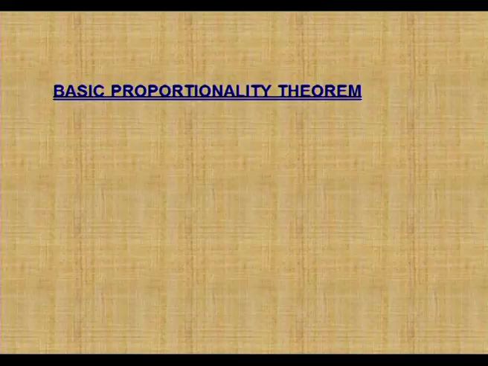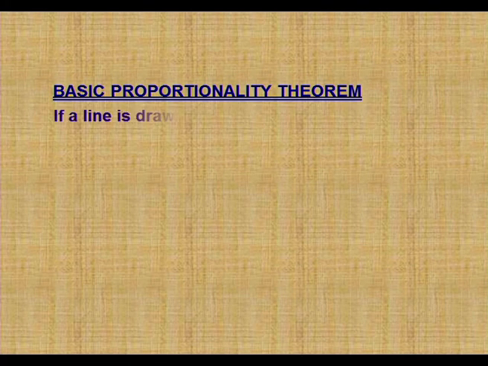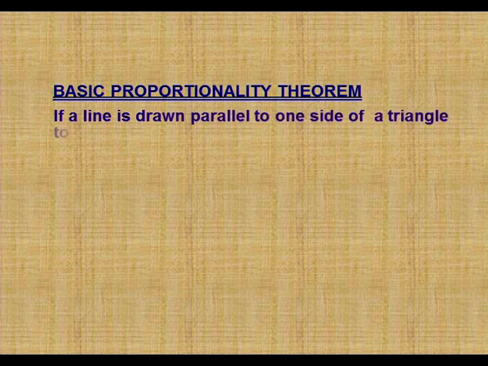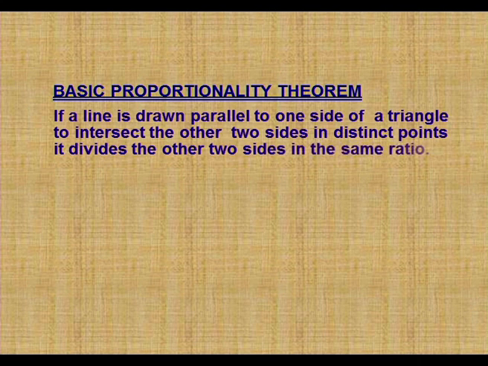And now we are going to discuss a very important theorem, the basic proportionality theorem. It plays a vital role in finding heights and many problems can be solved with it. Let us observe the basic proportionality theorem. See what the theorem says. If a line is drawn parallel to one side of a triangle to intersect the other two sides in distinct points, it divides the other two sides in the same ratio.